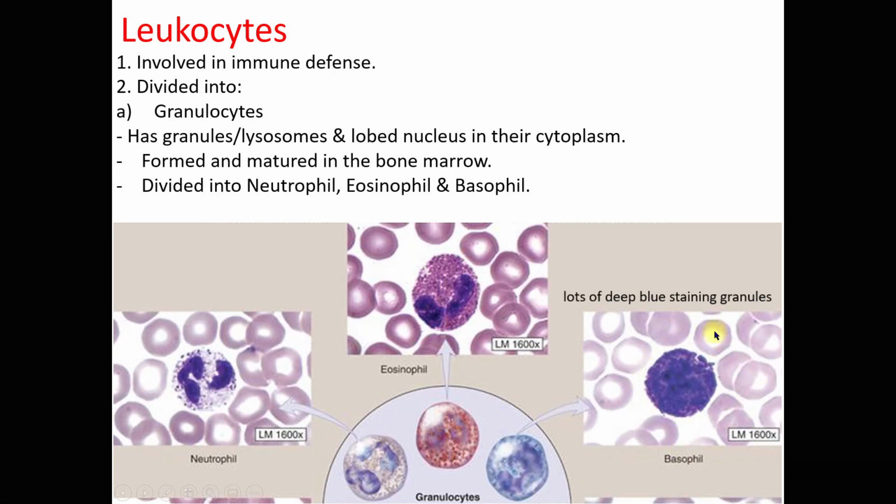Basophil ni sangat senang mau kenal pasti. Very easy to identify the basophil because it is highly granuled. Sangat banyak granule. If you observe this basophil under the microscope, of course we will stain these cells with methylene blue. When we stain with methylene blue, you will see lots of deep blue staining granules.